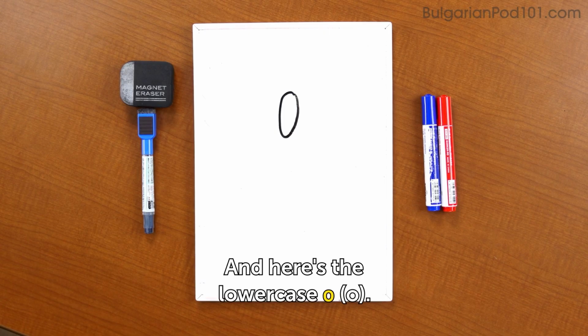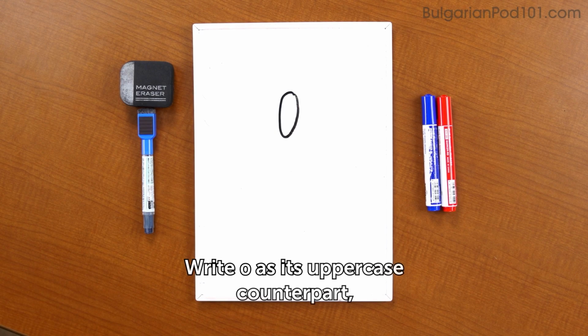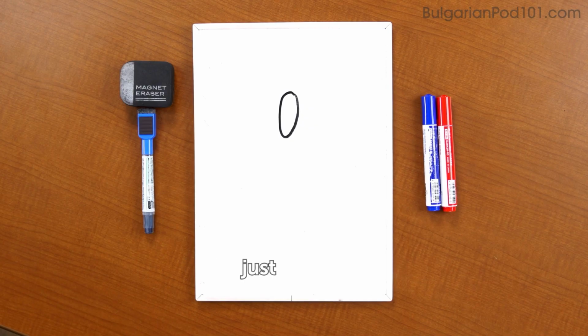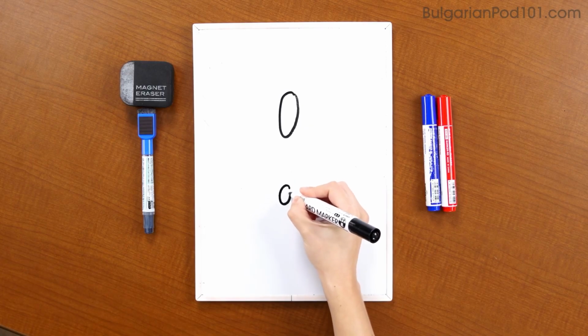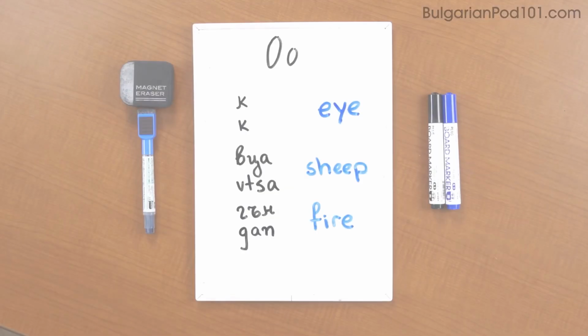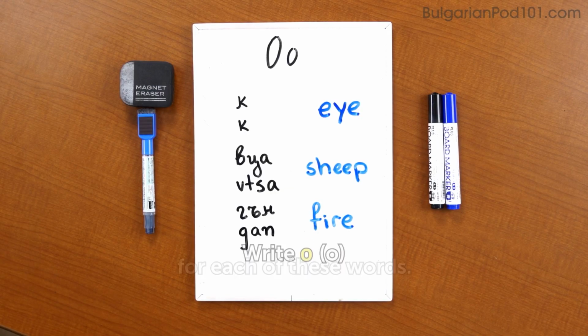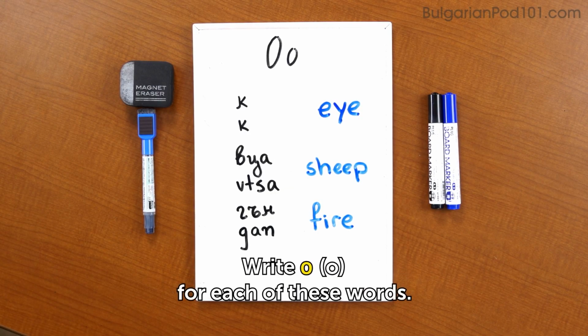And here's the lowercase o. Write O as its upper counterpart, just smaller. Now let's practice. Write O for each of these words.